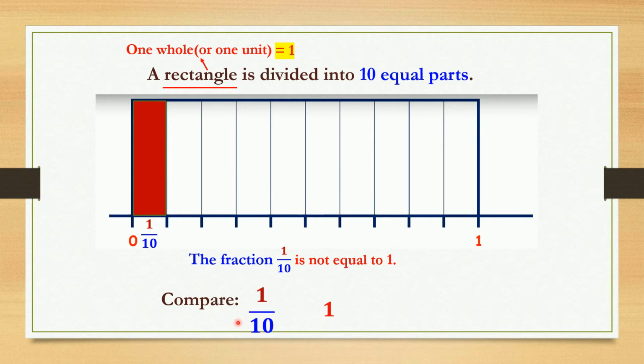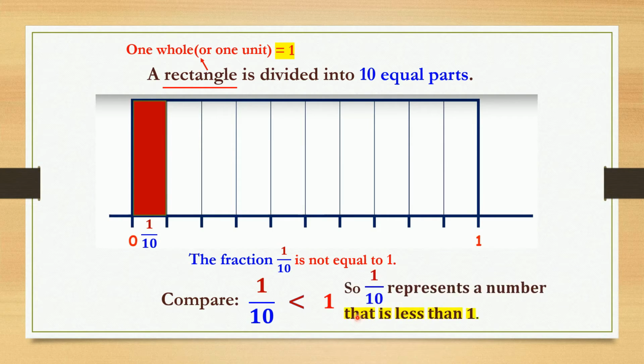So let's compare 1/10 and 1. Of course, 1/10 is less than 1. So this is the first time that we see numbers that are less than 1, of course, greater than 0. So these numbers, yes, they exist. And this is the first time that we will see them. So 1 over 10 represents a number that is less than 1.